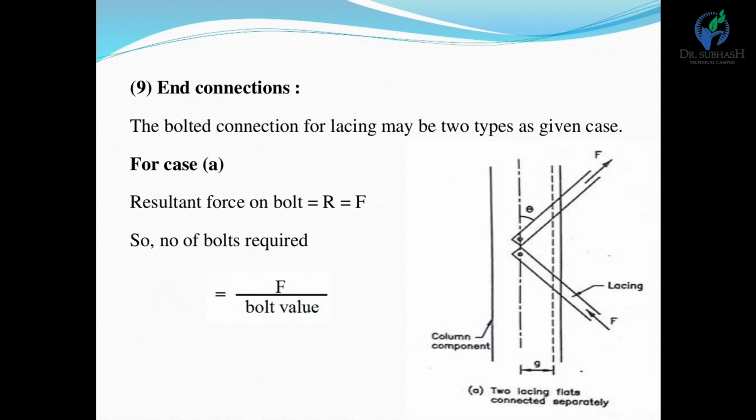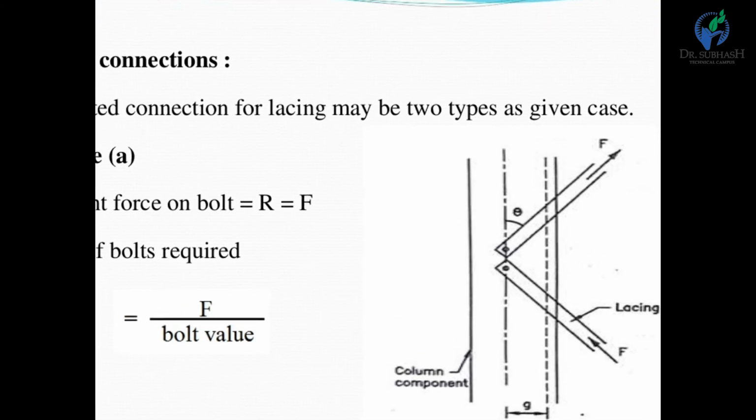Now the next step, end connection. After deciding the lacing size of the plate and checking compression and tensile, we design the end connection between the lacing plates. The bolted connection for lacing may be of two types, case A and case B. In the first case, you can provide separate lacing plates without overlapping and bolting. In that case, the resultant force of the bolt R is equal to F. What should be the resultant force in this case? The total force of lacing.